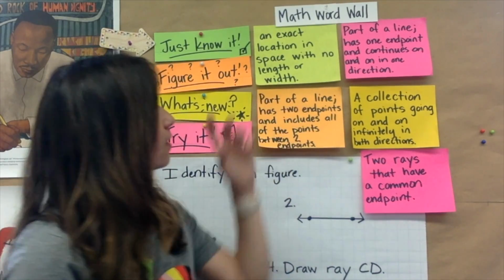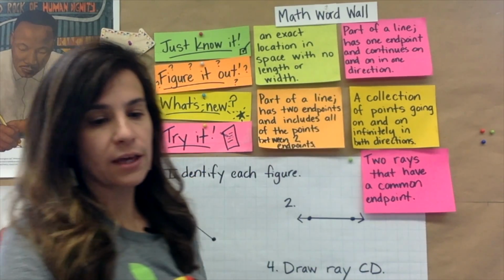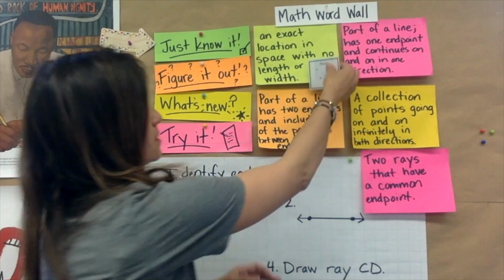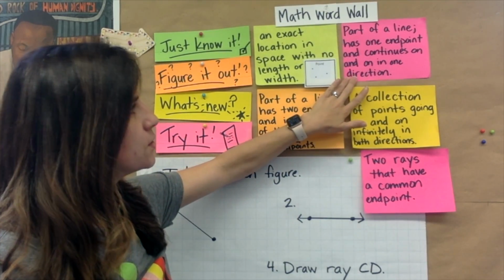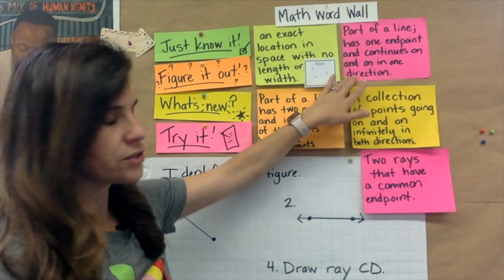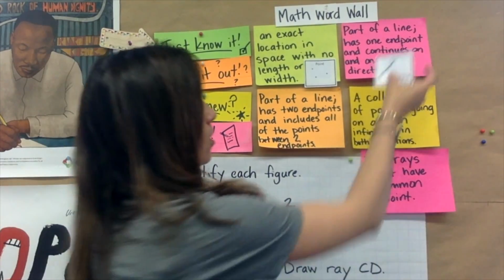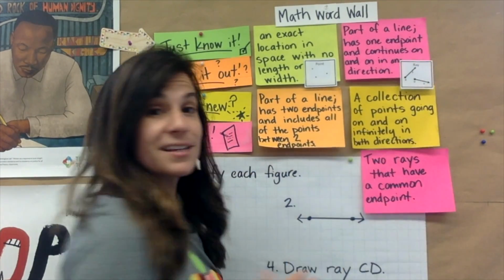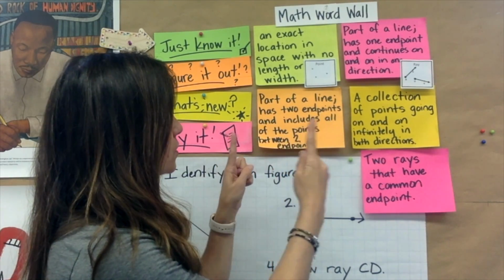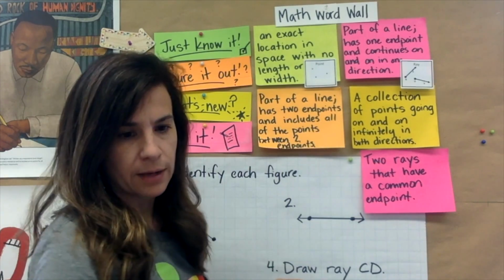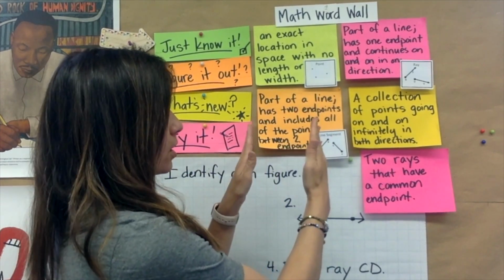So let's look at some of our words. An exact location in space with no length or width, that would be a point. Part of a line has one endpoint and continues on in one direction. So there's a point, continues on, that would be called a ray. And I think of that one with sun rays. Part of a line has two endpoints and includes all the points between those two endpoints. So that's called a segment or a line segment, because it's a part of that line.